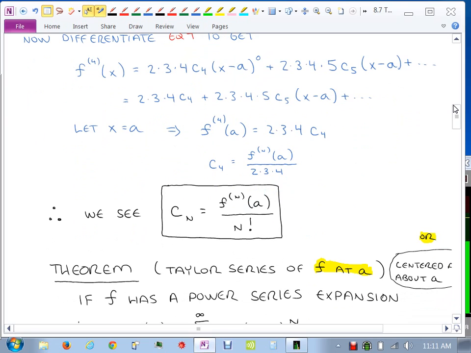We know that each of the C sub n's is just the nth derivative at a over n factorial. Oh, this is a 4. Does that look like a 4 or an n on your paper? Looks like an n. Let's fix that. Should be a 4, right? Right there. The fourth derivative. So do you see the pattern has been created?